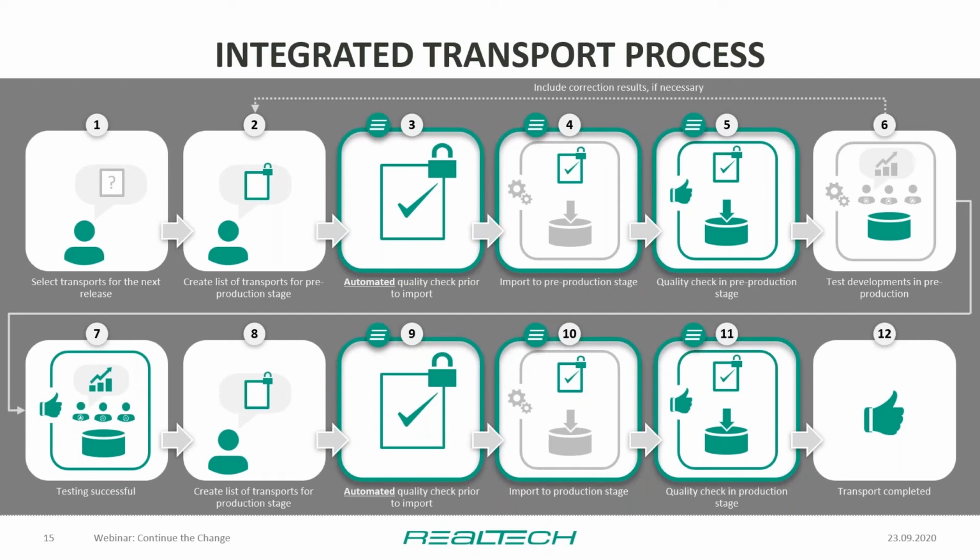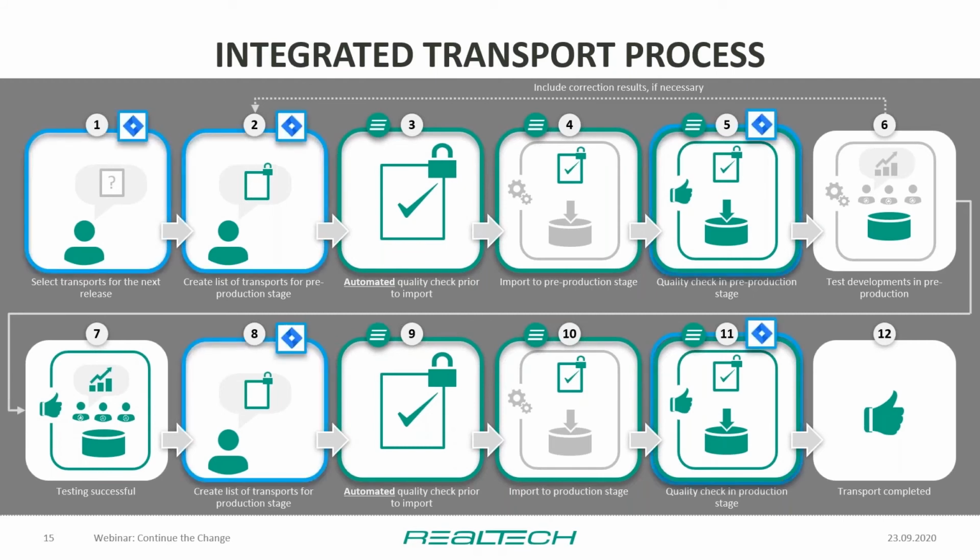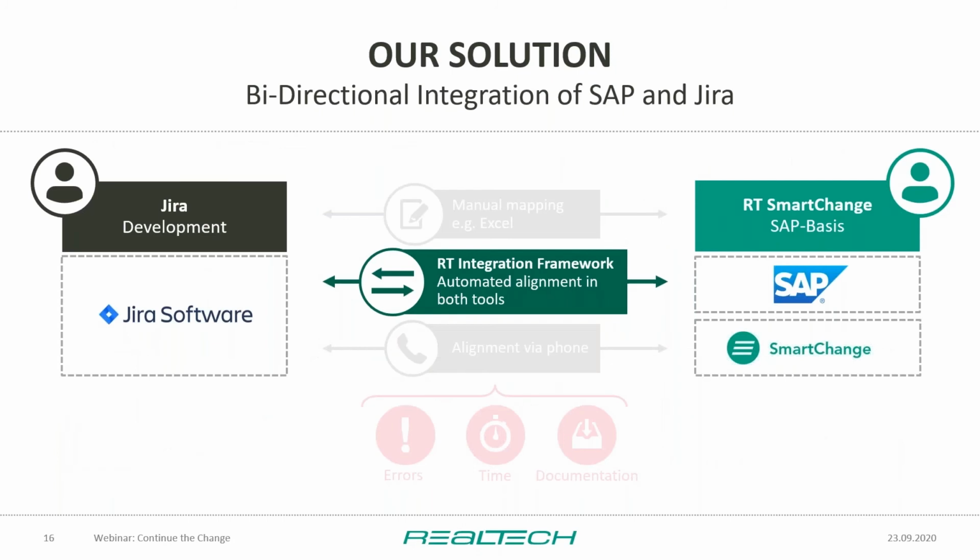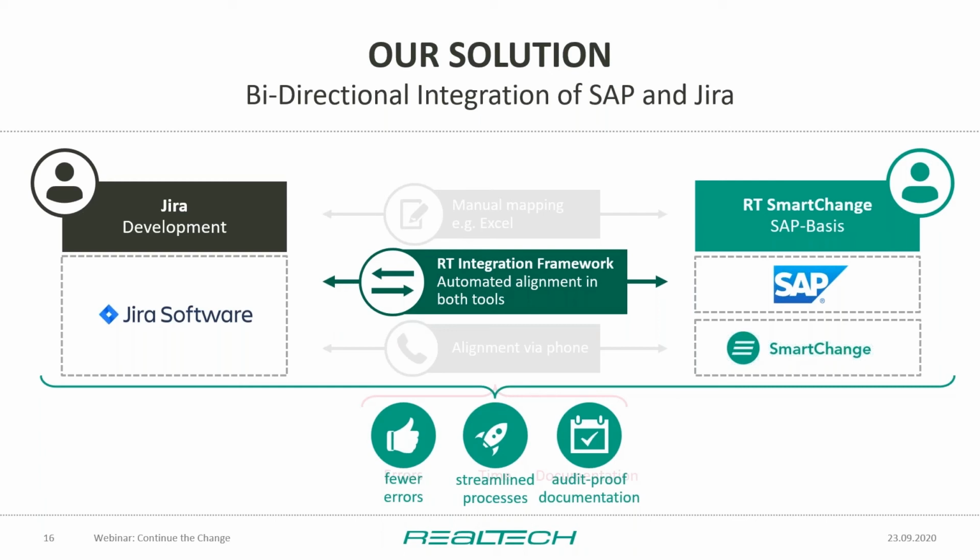Thank you so much. As a result, with Smart Change in combination with the Jira app, nearly all steps of the change and release management can benefit significantly. Especially the SAP side can benefit from the high degree of automation and quality improvement, and the communication gap is closed using the Jira app with seamless integration. So finally, this leads to fewer errors, streamlined processes, and audit-proof documentation.